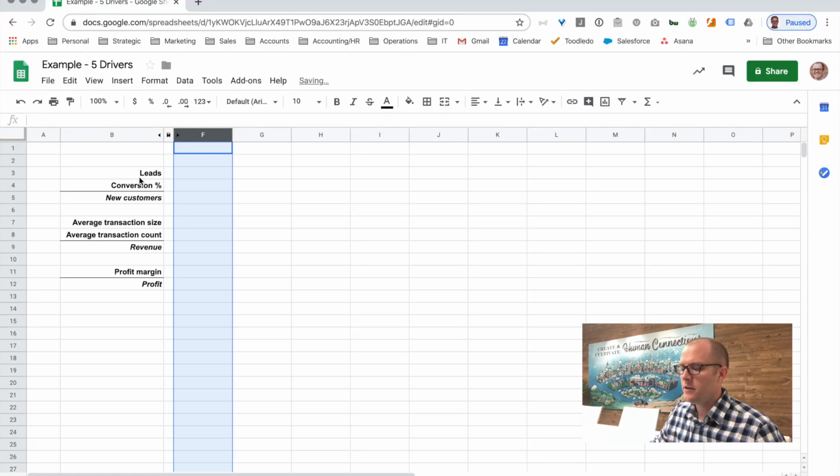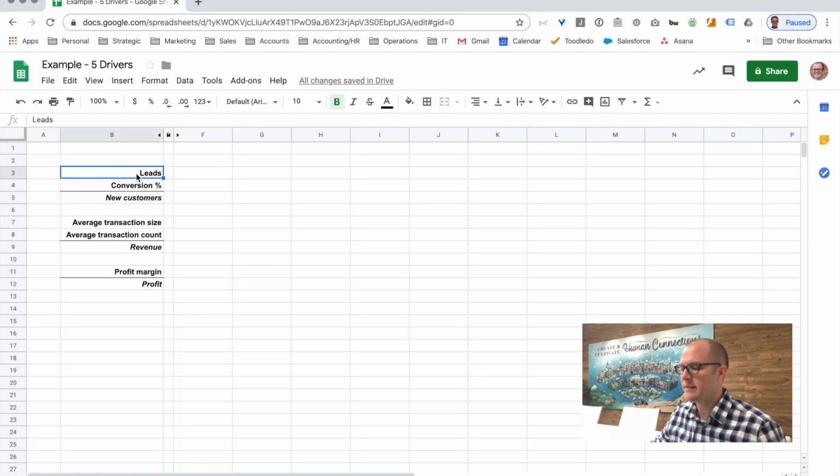How much they buy is a function of what their transaction size is, how much they spend each time they come, and how many times they come back, or their repeat transactions. So in reality, the equation looks something like this. You take the number of leads that come into your business, multiply them by the conversion rate, that's your number of new customers. You take the average transaction size, what they spend each time, and how many times they come back, that's your revenue. You take your profit margin then, what your cost is, multiplied by your revenue, gets you your profit.